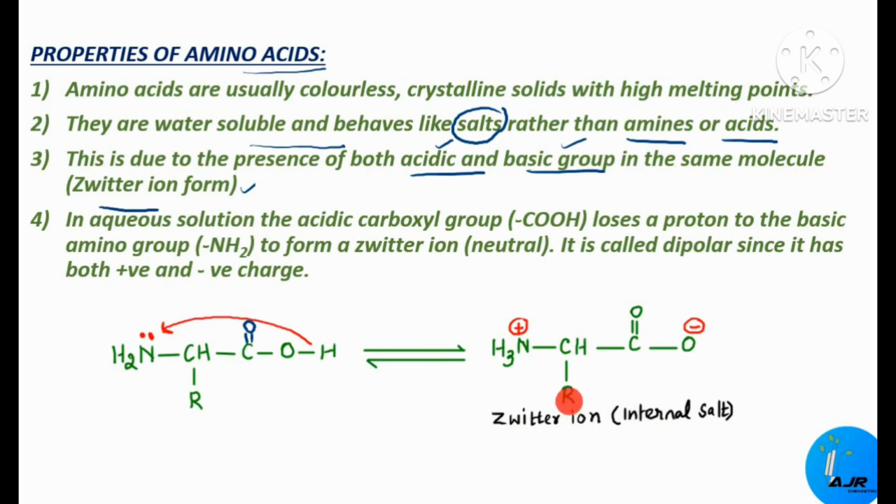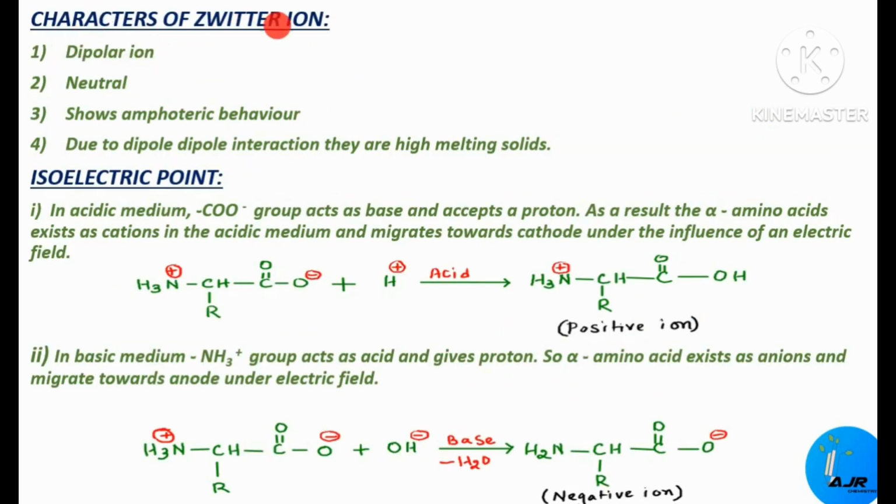What is internal salt? Zwitter ion is otherwise called internal salt. This is the reason why the amino acids behave like salts. Okay, they are water soluble. Understood, students? Now let us see the characteristics of Zwitter ion.